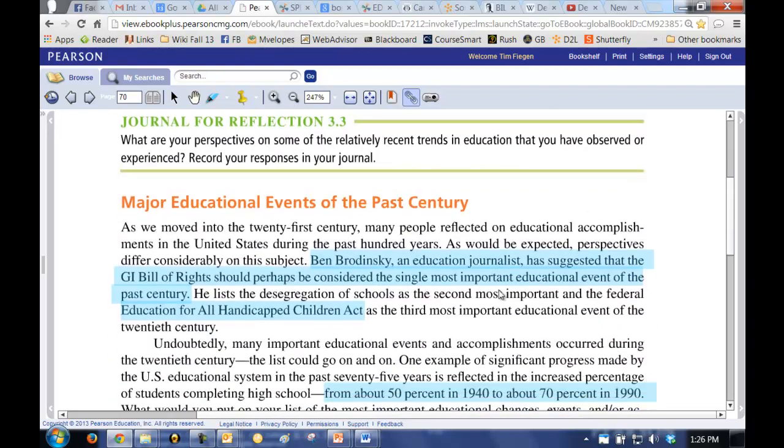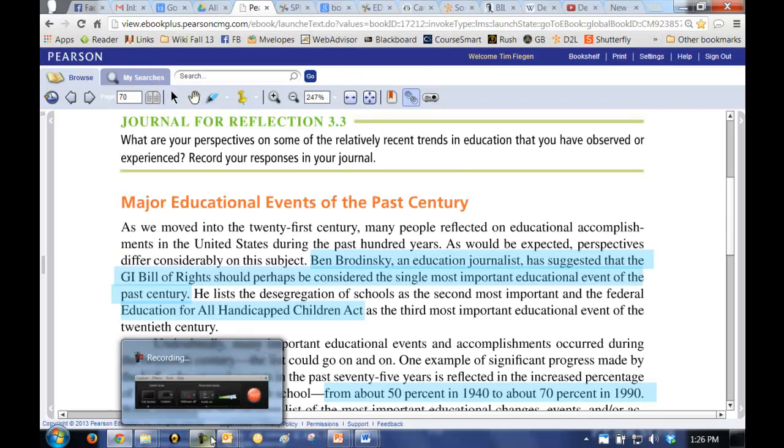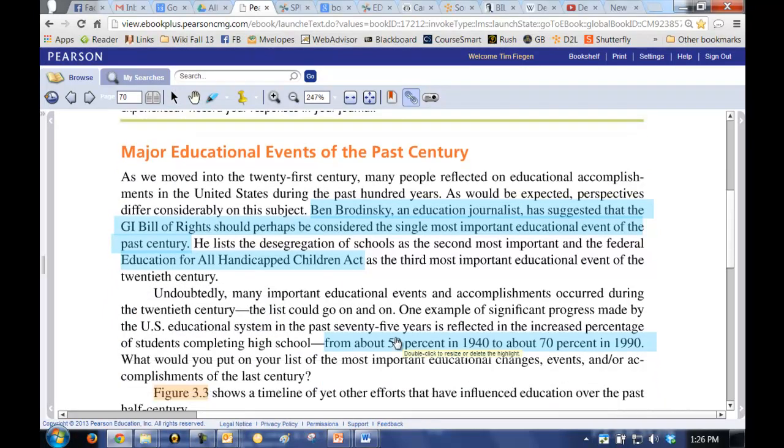Okay. Then major educational events of the past. Okay, keep doing that to make sure it's working.